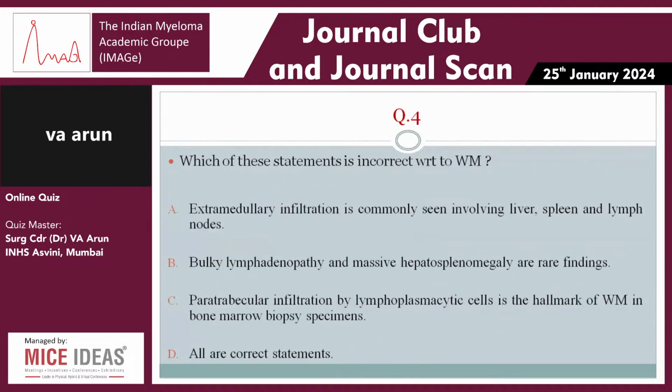I move to my last 2 questions, basically based on the pre and paraclinical concepts which was just discussed by Commander Gurpreet. You need to identify the incorrect statement with respect to Waldenstrom macroglobulinemia here. Extramedullary infiltration is commonly seen in Waldenstrom's. Bulky adenopathy and massive hepatosplenomegaly are rare. The hallmark of Waldenstrom's in a bone marrow trephine is paratrabecular infiltration by lymphoplasmacytic cells. Or are all of these correct statements? Choose the best response here.